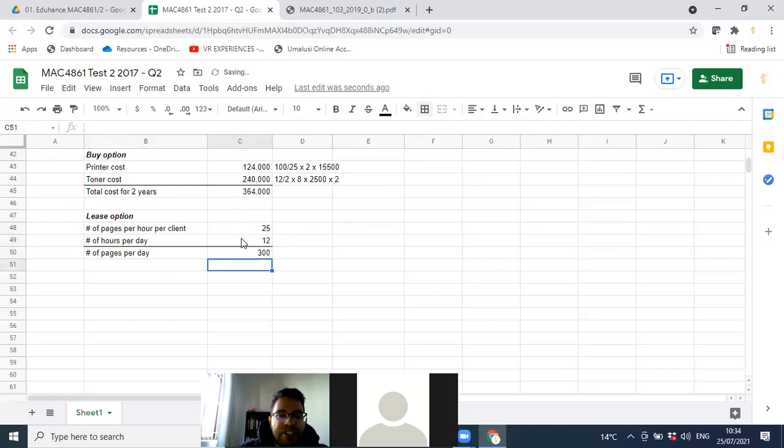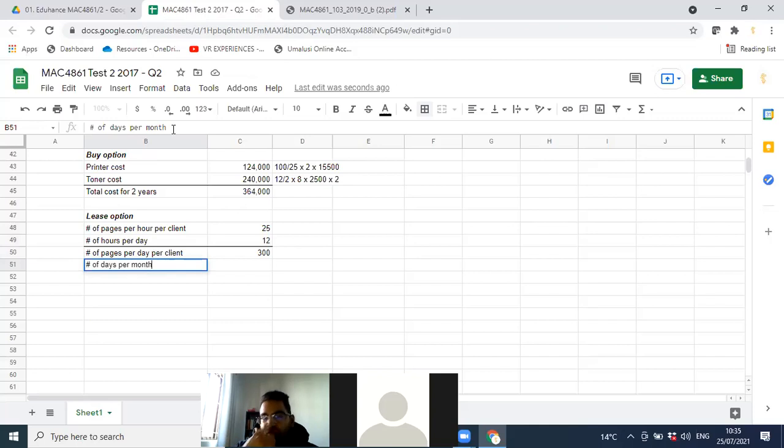Okay, so that's number of pages per day, which is 300 pages per day per client. This is still per client. Now we need to know how many days in a year, how many days in a month, and then how many months in the year. Number of days per month. I'm just showing it the long way so you can see the thinking.